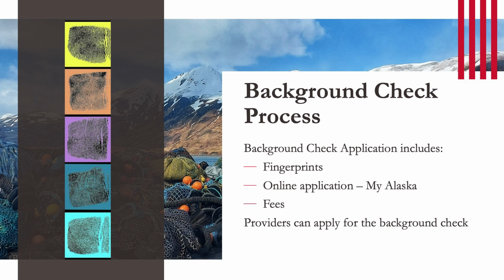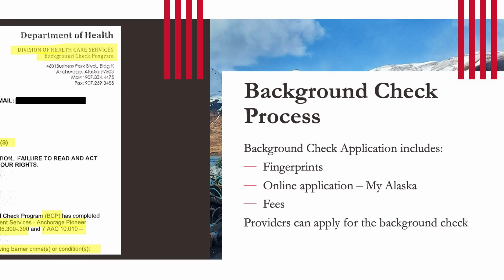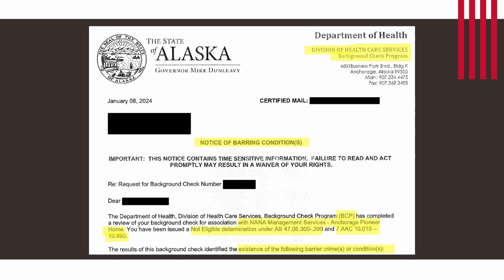Background check process. This process is all started by a state background check being performed. The background check application that the state performs will include the following. Fingerprints will be taken. The employer or entity submits an online application on the My Alaska website to start the background check, and a fee is paid to start this process. Notice of Barring Conditions.